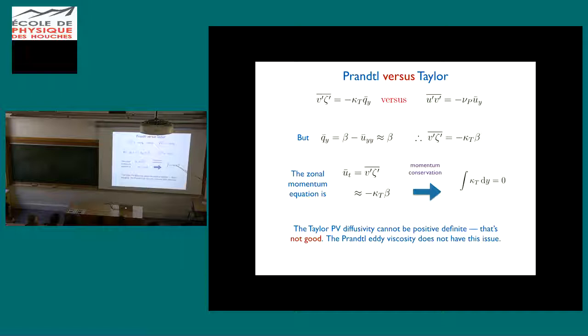We're simply mixing momentum. So the Taylor PV diffusivity cannot be positive definite, and that's not good, because we normally think of diffusivities as being positive definite. The Prandtl eddy viscosity does not have this issue, because instead of this structure, you would have d/dy of the Prandtl closure, and momentum conservation is guaranteed when you integrate over y, because it's d/dy of something. In other words, it's hard to reconcile these two different proposals for a closure with the Taylor identity, which says that these are connected, and also the presence of beta. So that's why I think it's just confusing, maybe, to think about diffusivities, or certainly PV diffusivity is pretty confusing here.